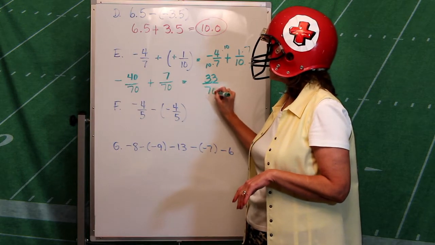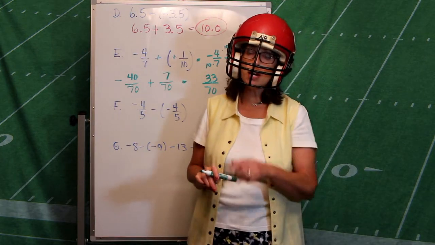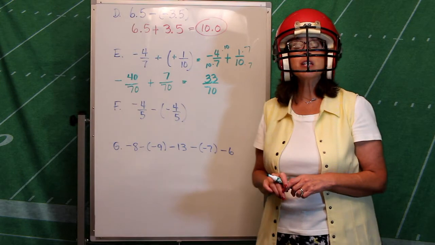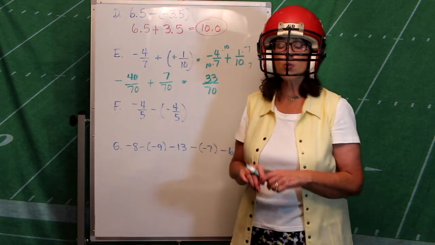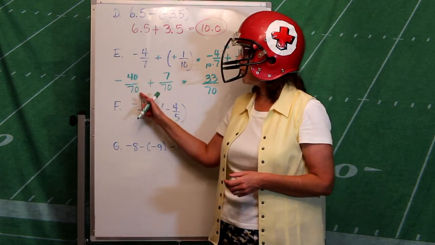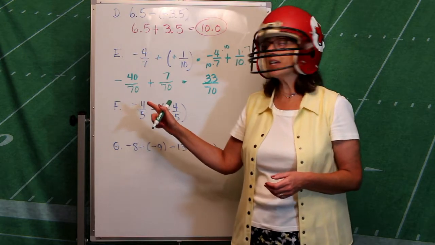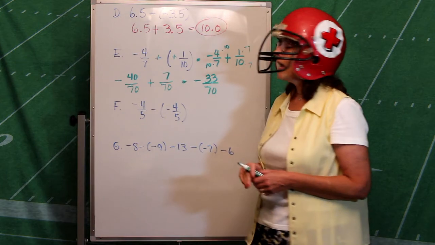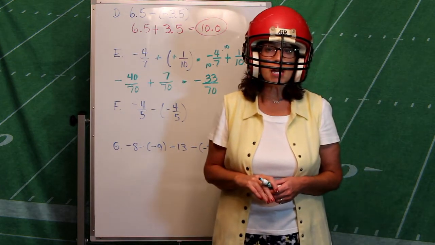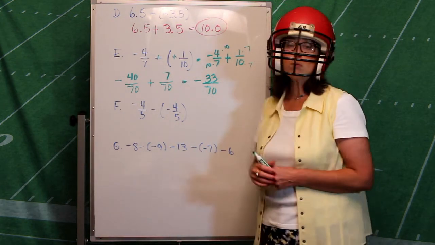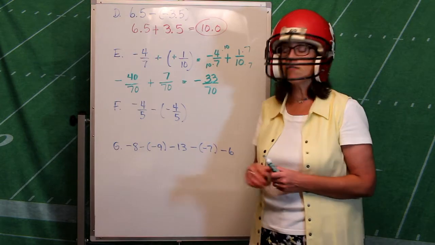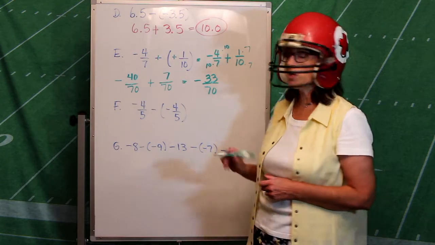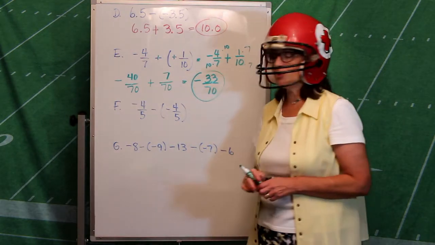And I'm going to keep that denominator because I worked really hard to get it, so I'm going to keep it. And then I'm going to take the sign of the larger digit. So when I ignored the signs, 40 over 70 was bigger, so I'm going to take its sign because it overpowers. And so I'm going to take its sign of negative. Now, always simplify a fraction if you can, but 33 is only divisible by 3 and 11. Will 3 or 11 go into 70? No, it won't. So here is my answer.